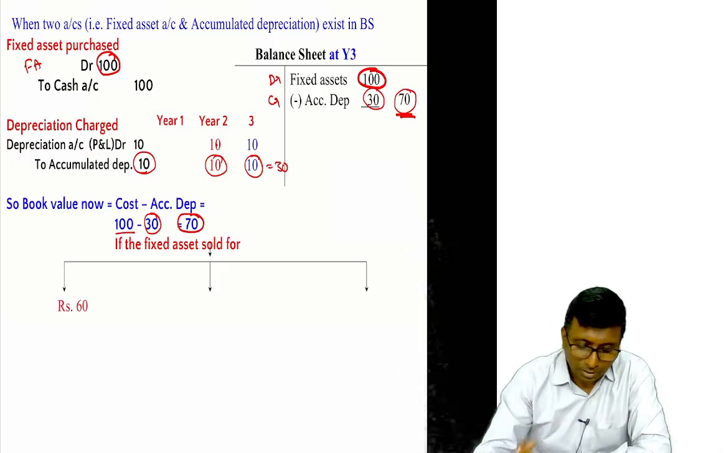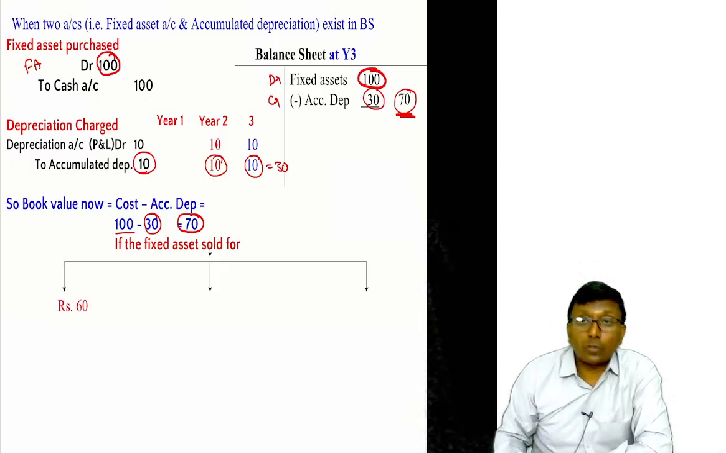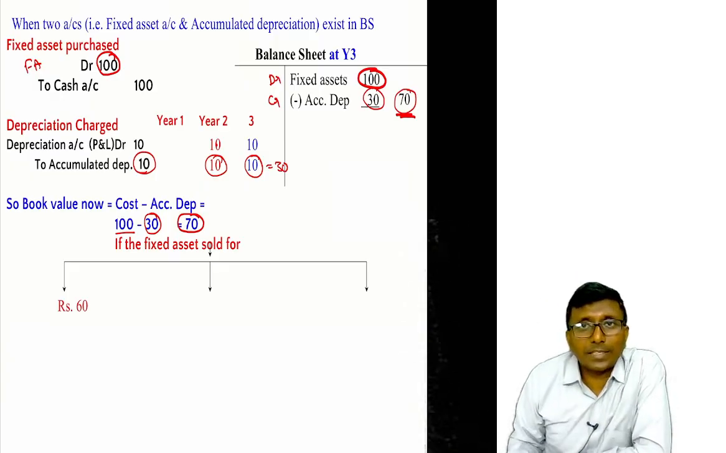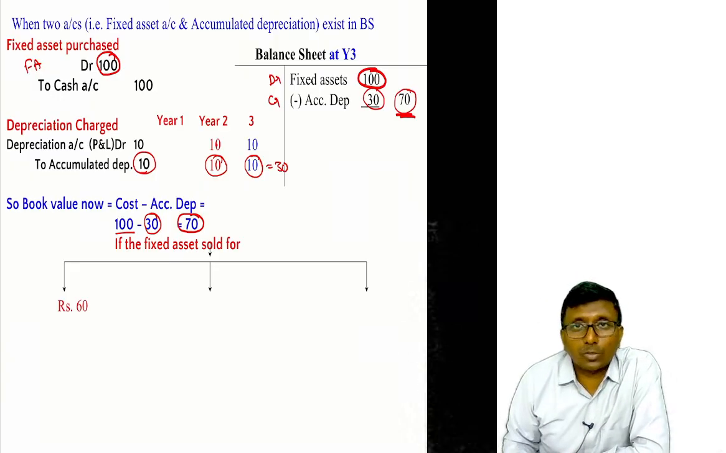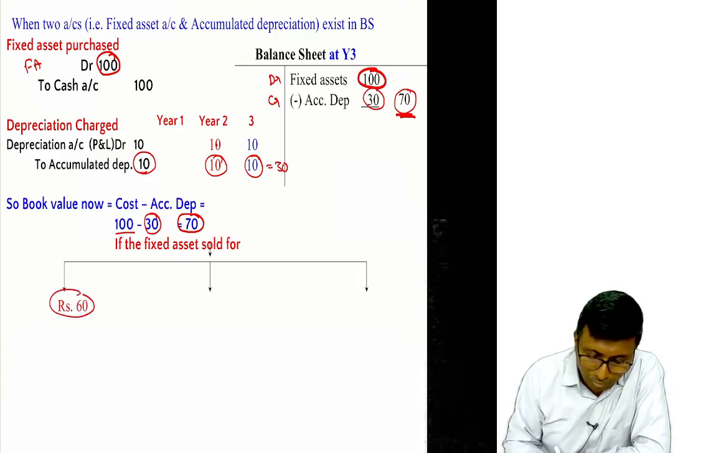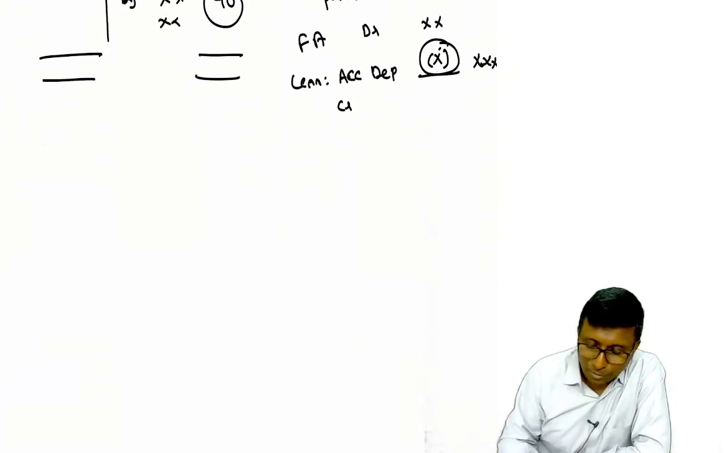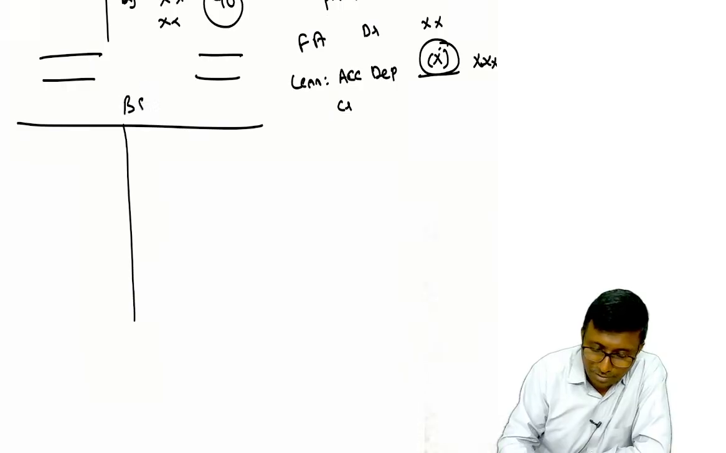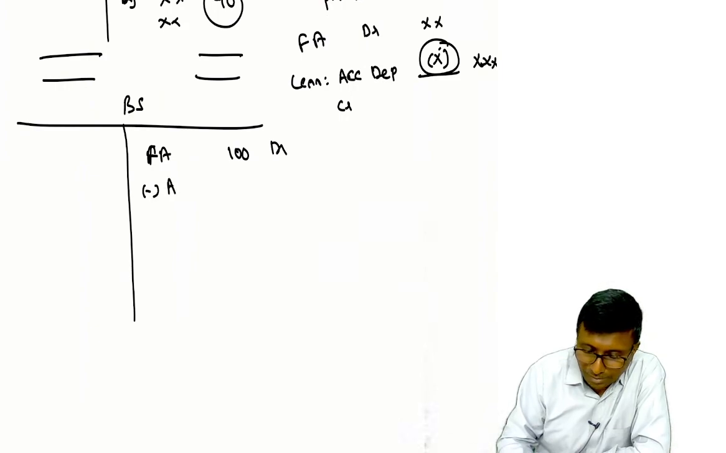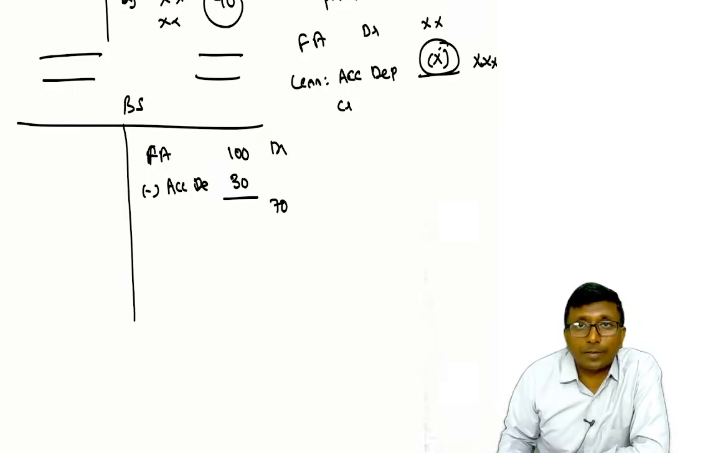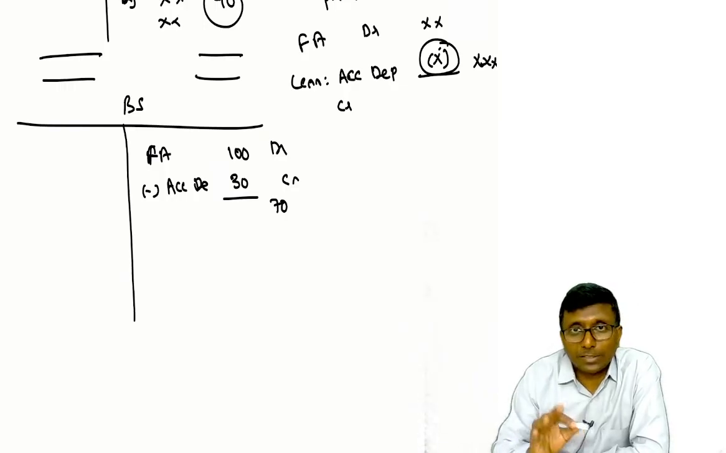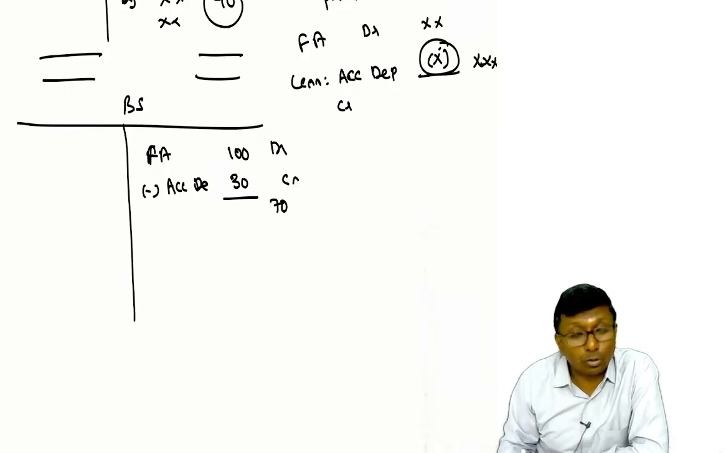So, if the fixed assets are sold for 60 rupees, what did I say? Fixed assets are sold for how much? 60 rupees, sir. Excellent. So now, the first thing you should remember: in the balance sheet, you have two accounts. One is the fixed asset account, debit balance of 100 rupees, minus accumulated depreciation of 30 rupees. That is how 70 rupees is there. Two ledger accounts are there. When I say I sold the fixed asset, am I supposed to remove both things? Yes, you have to remove both.